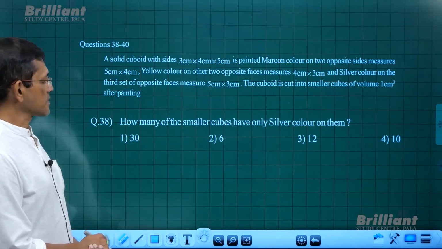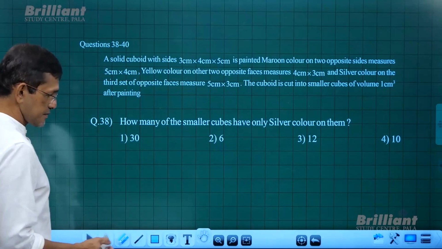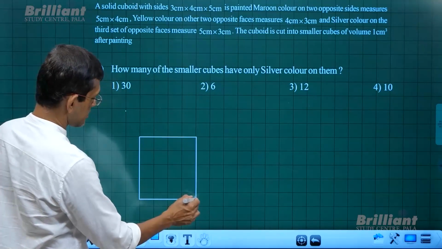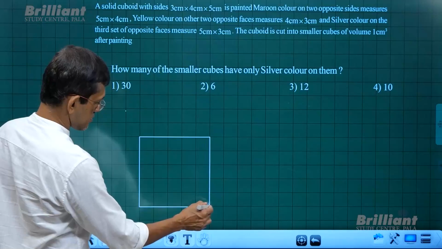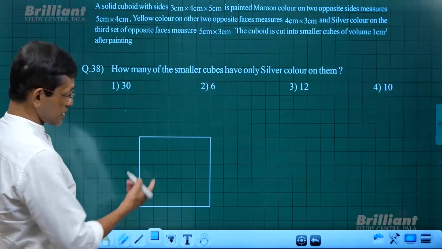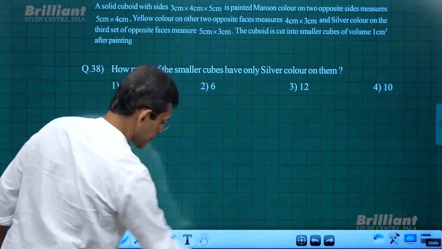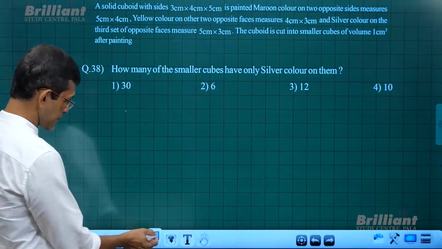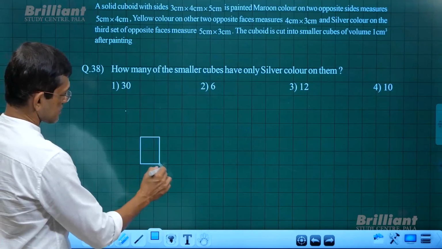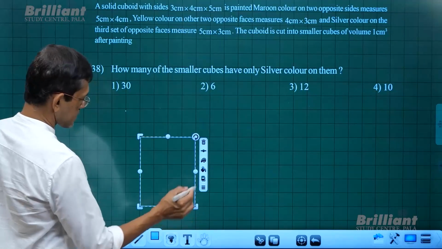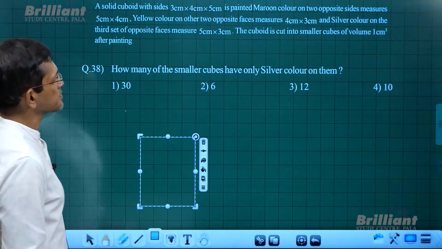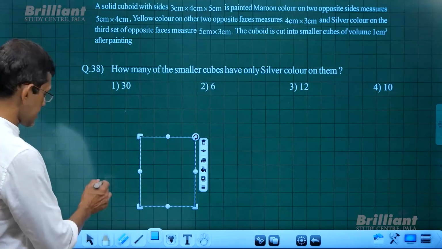So it's a cuboid. Let's try to draw a cuboid. That would be interesting. So 5 into 4, this is actually 5 into 5, we have to make it 5 into 4. One face must be 5 into 4, and the other one would be 4 into 3, then we have 3 into 5 as well, right?